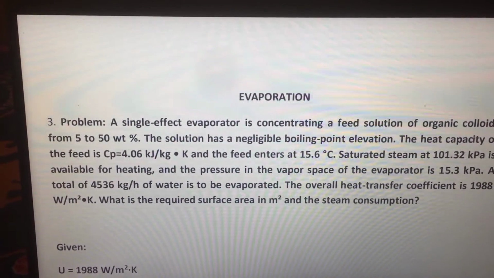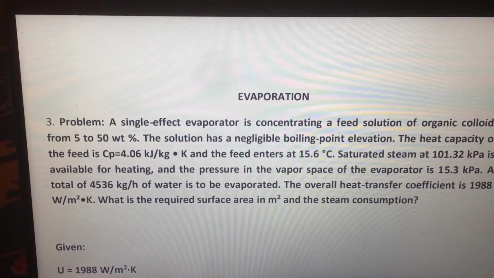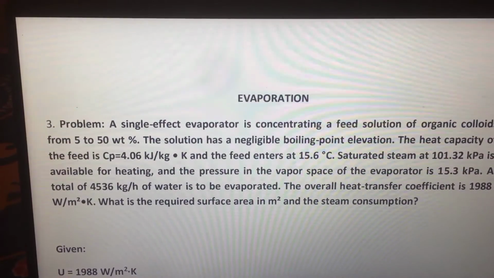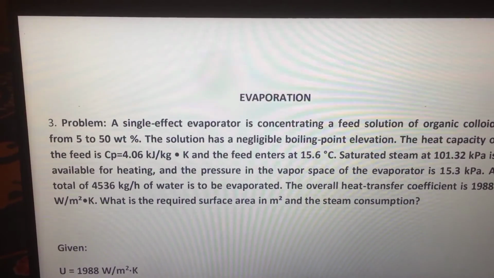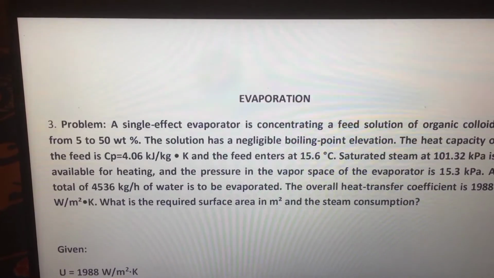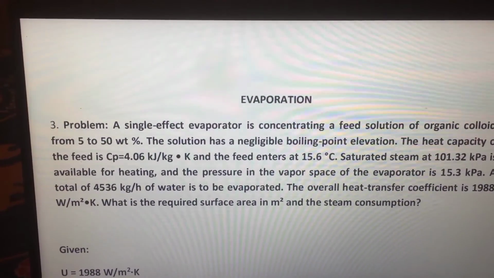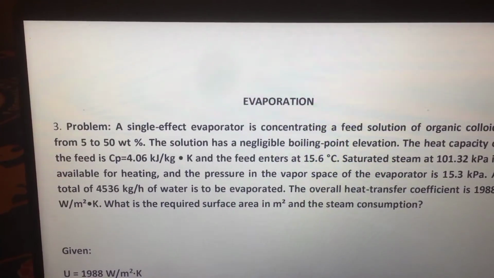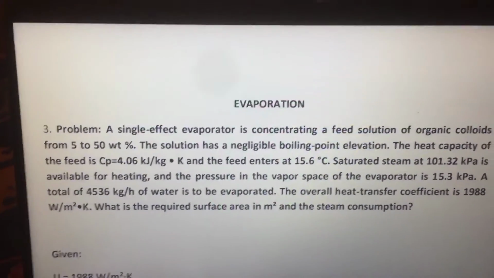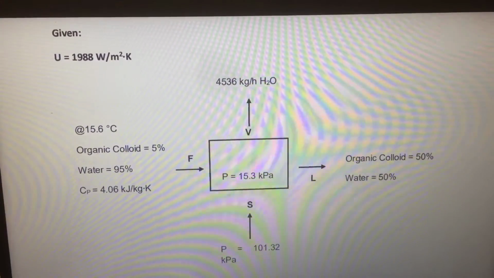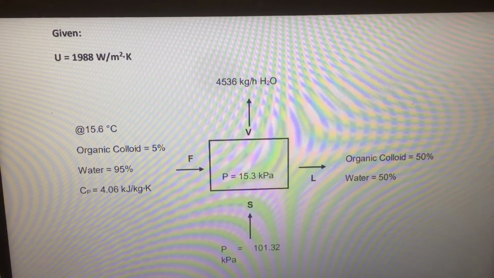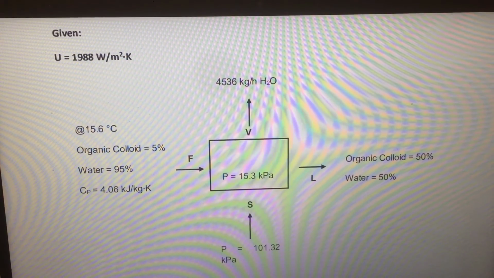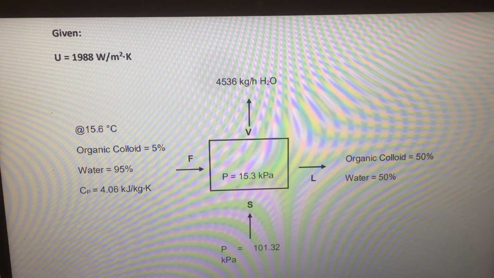A total of 4,536 kilograms per hour of water is to be evaporated. The overall heat transfer coefficient is 1,988 watts per meter squared per Kelvin. What is the required surface area in meters squared, and the steam consumption? In our problem, the givens are the overall heat transfer coefficient, denoted as U, equal to 1988 watts per meter squared per Kelvin.